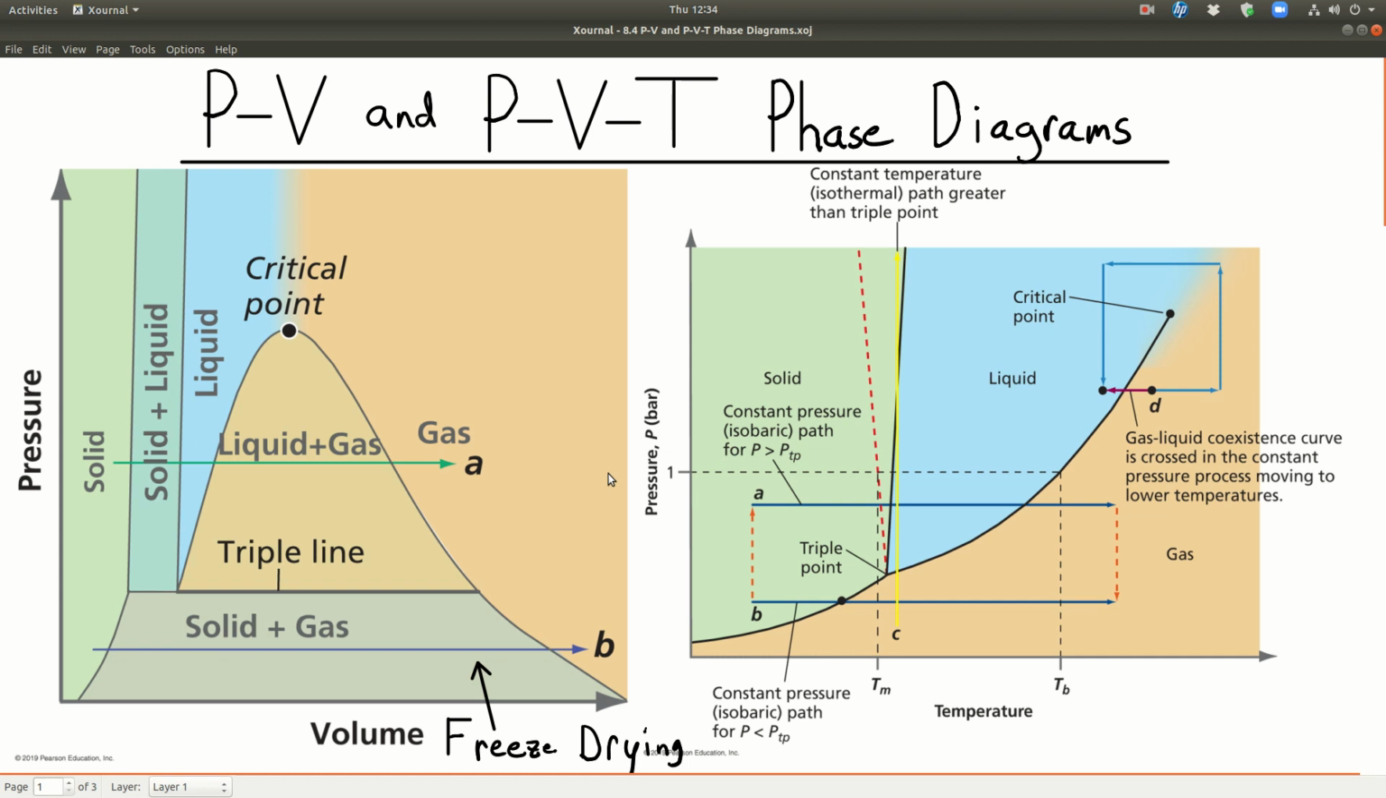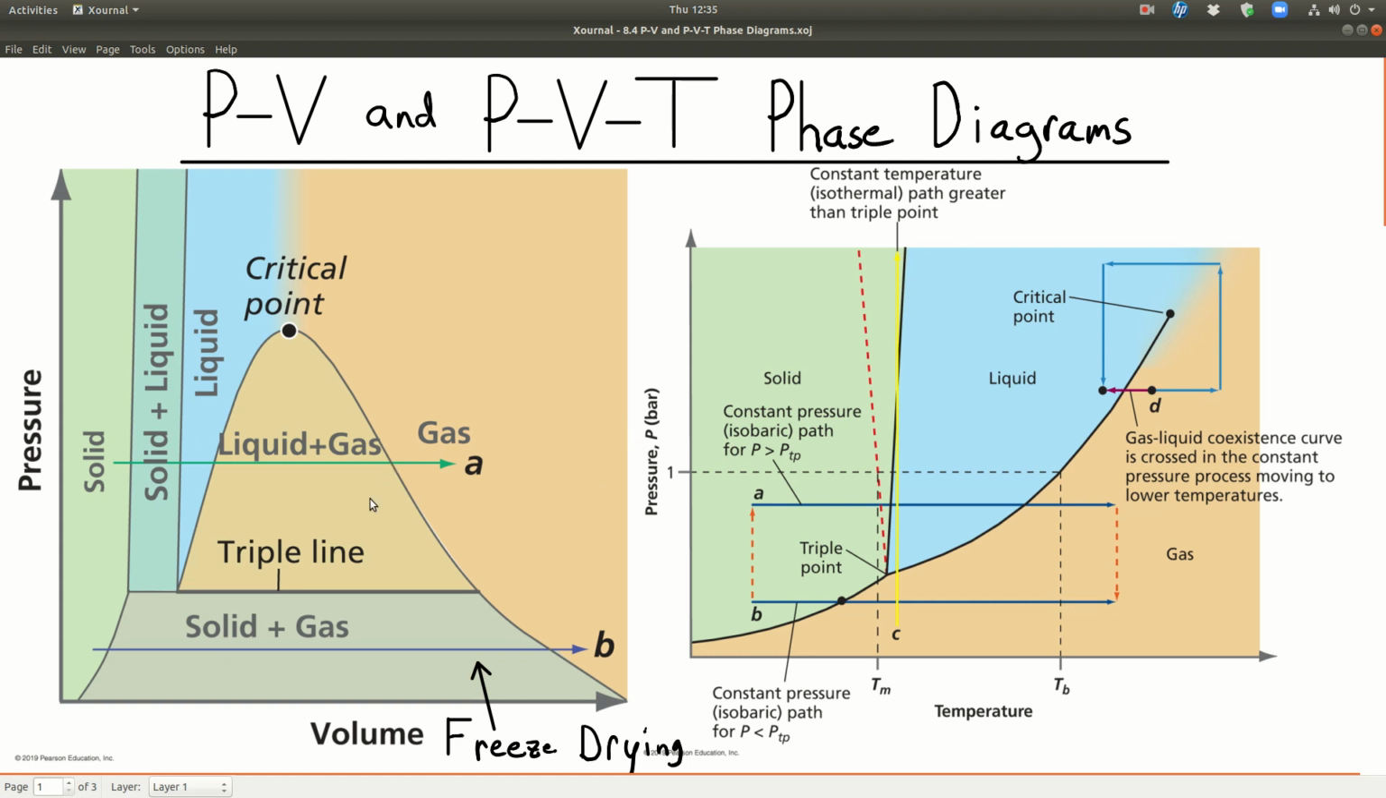Hey guys, so this is section 8.4. We're going to look at pressure volume and pressure volume temperature phase diagrams. So let's look at a pressure volume phase diagram, the one on the left here first, as opposed to pressure temperature, which we saw in the last section. We get some different information from a pressure volume phase diagram.